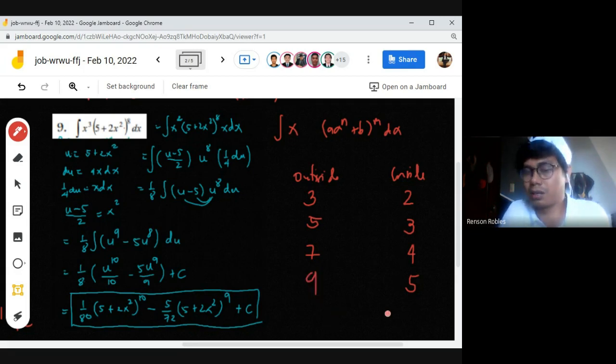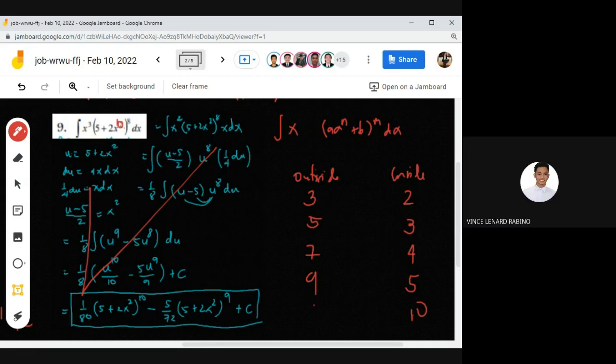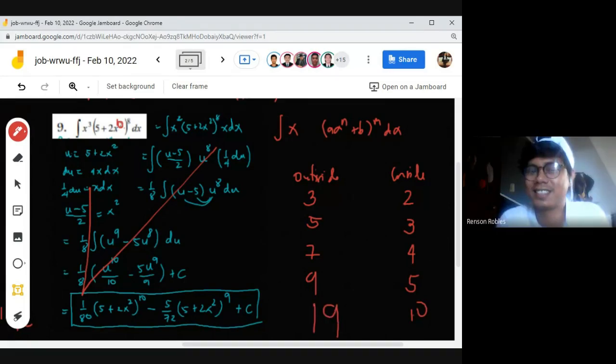Okay? And then if the power of x inside is 10, for you to use this process, what should be the power of x outside? 15 po. That would be 19. Right? You're getting my point.